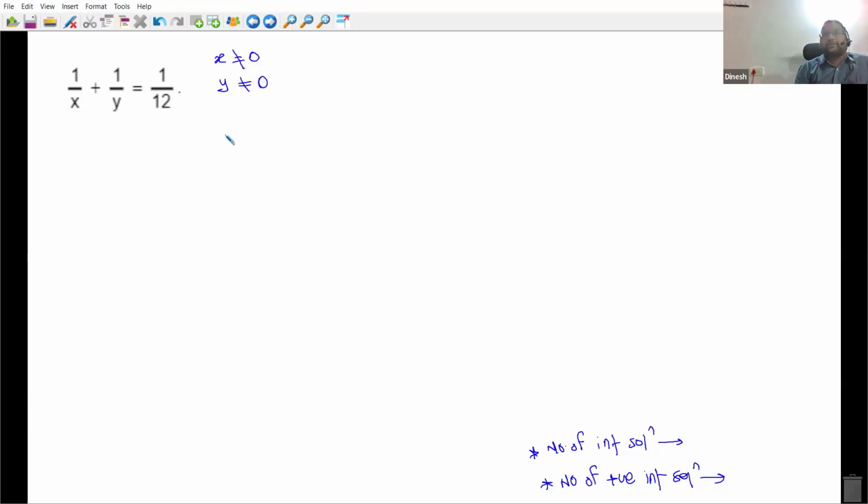First step. Second step is cross multiply and factorize. There is a shortcut method for factorization. I will show you later on, but as of now, let's use a basic way of factorization. First, cross multiply: x plus y divided by xy is equal to 1 by 12. Again, cross multiply: x into y is equal to 12x plus 12y. X into y minus 12x minus 12y.